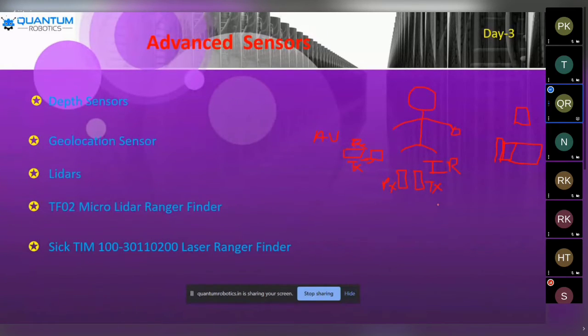If you go to a competition with an IR sensor, or if you go to a restaurant serving robot, in a few restaurant serving robots, they give a line from one point to another point, and it is going to measure the distance from this point to this point. This is my starting point and this is my ending point.